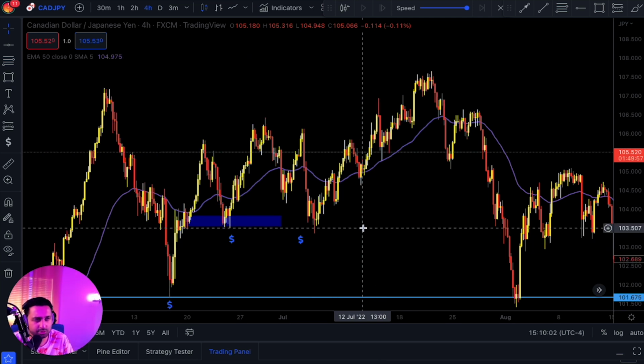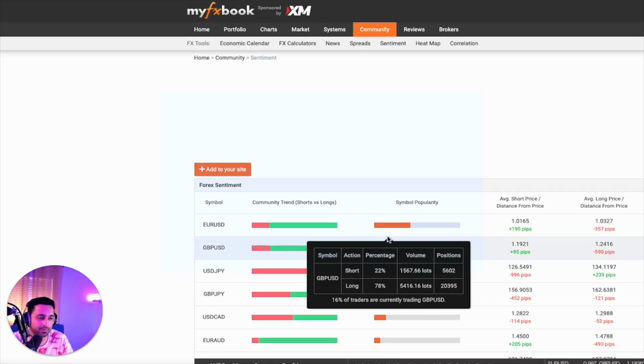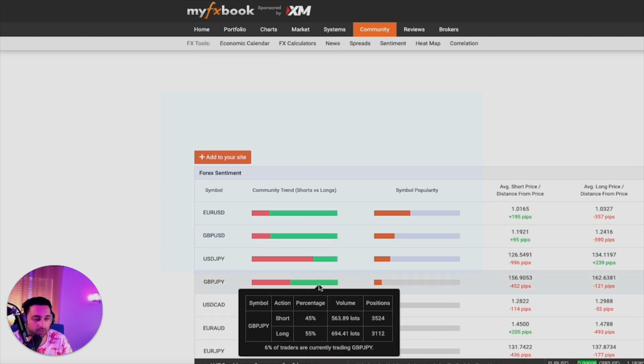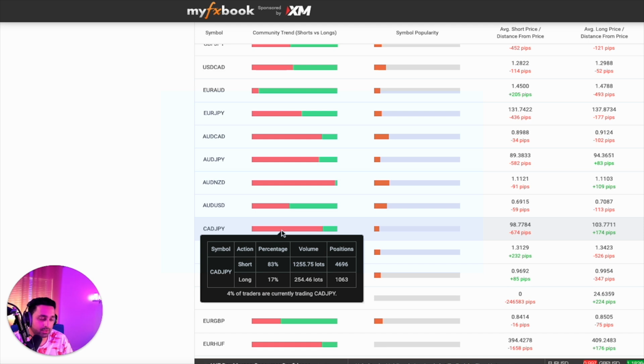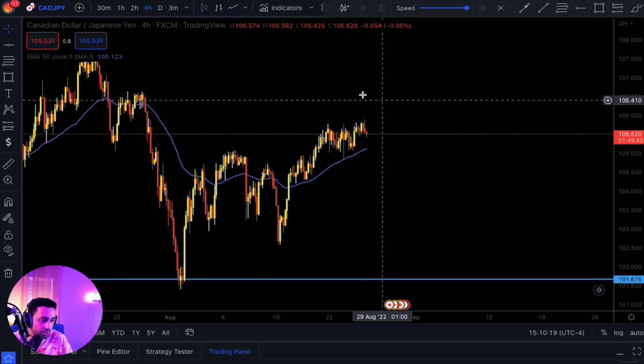Now, the last thing I was talking about, in terms of tools, is the Forex sentiment tool that I love using. Whenever you're trading and trying to identify liquidity, it's always good to come here, and you can see CAD yen right now is majority short. That means a lot of people are going short at this current moment.